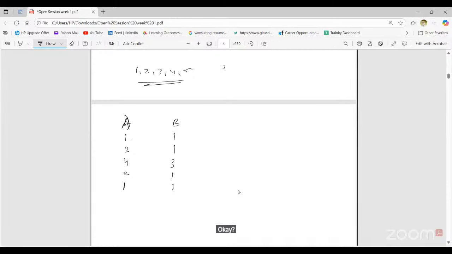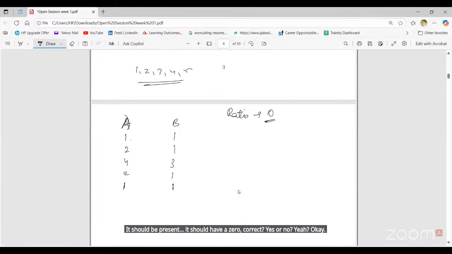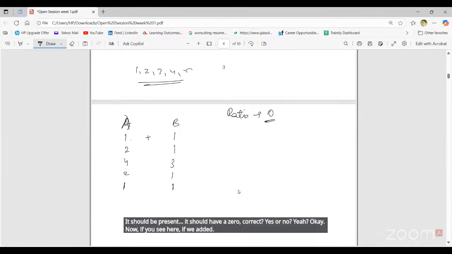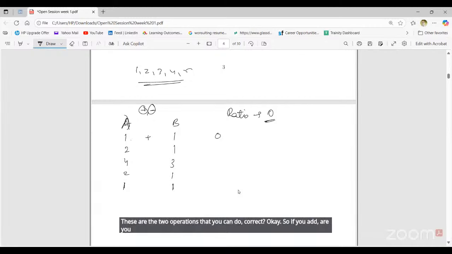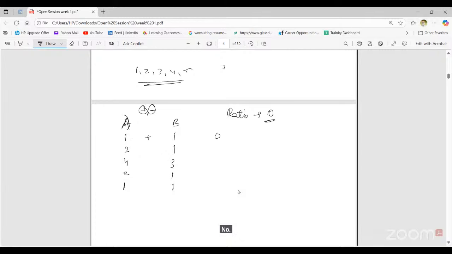Now, the main thing is that a ratio scale should have a 0, correct? Yes. In interval you can just add and subtract, these are the two operations you can do, correct? So if you add, are you getting any 0? No, right? But by subtraction you can have 0, correct?